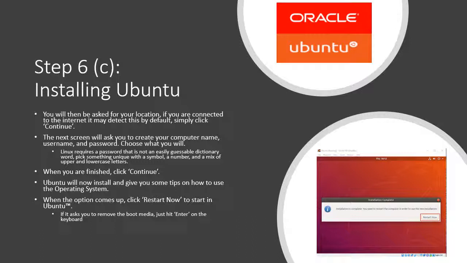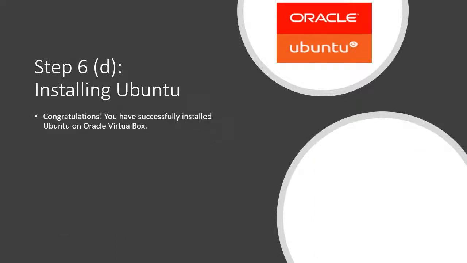When it's finished, a pop-up will come up, and just go ahead and click on Restart Now. This will only restart the virtual machine, not your whole computer. If it asks you to remove the boot media, just hit Enter on your keyboard, and that'll continue on for you. Once the virtual machine is booted back up, then congratulations, you've successfully installed Ubuntu on Oracle VirtualBox. You'll most likely be presented with a login screen, so just type in your username if it's not already there, and the password that you chose, and you should be able to log right back in there.